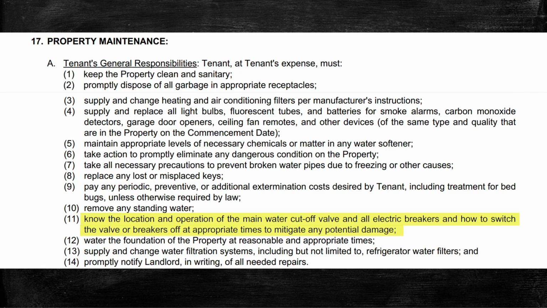The tenant is required to know the location and operation of the main water cutoff valve to the property and all electric breakers, and how to switch the valve or the breakers off at appropriate times to mitigate any potential damage. This would be very handy to get some cooperation from the landlord on this, of course, but even without that cooperation, it is the tenant's obligation under the lease to know the location of the cutoff valve and the breaker box and how to operate these items.